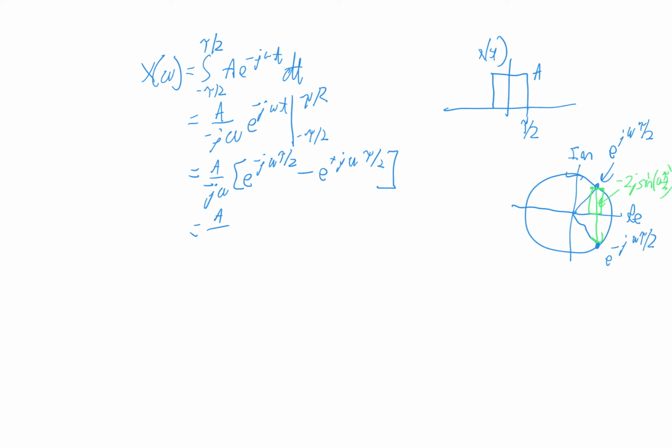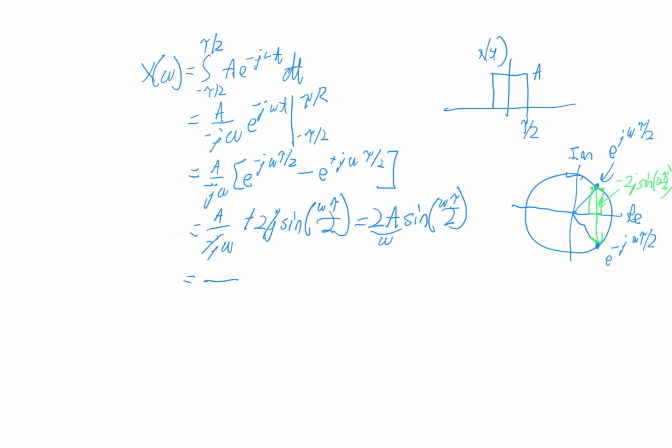So I have a over negative j omega, and in the brackets I have negative 2j sine of omega tau over 2. So negative j cancels out, and I end up with 2a sine of omega tau over 2. And now I'm going to rearrange a bit again to get the sinc function. Oh, I have an omega there. Okay, omega in the denominator that I forgot to carry over.